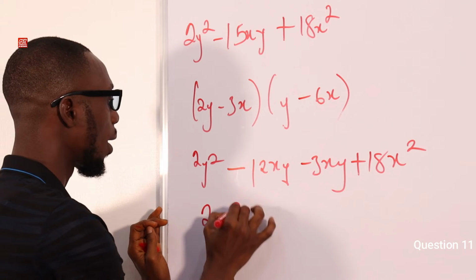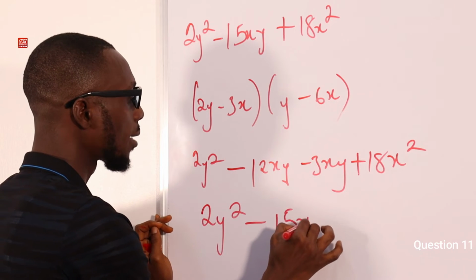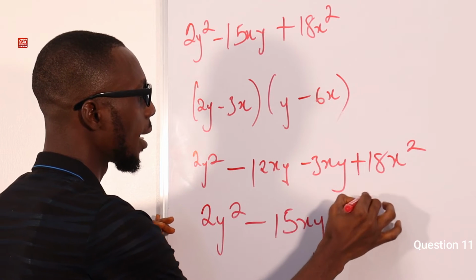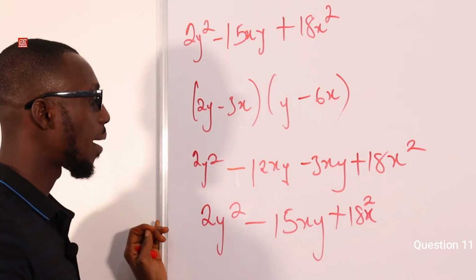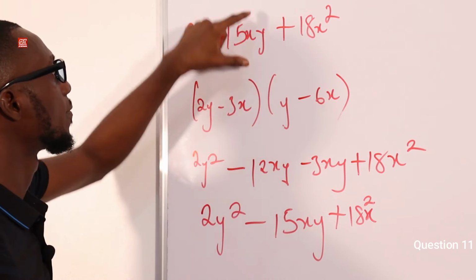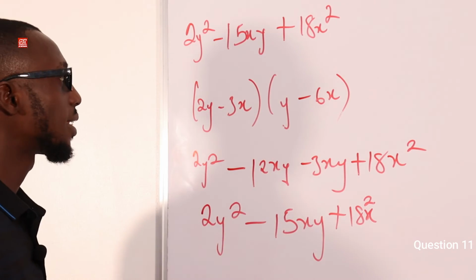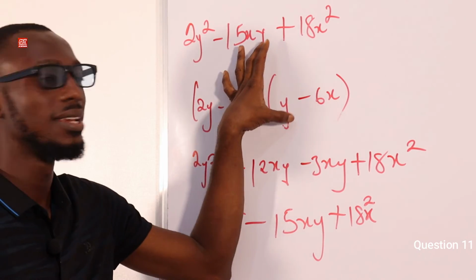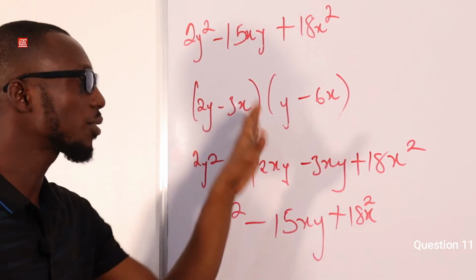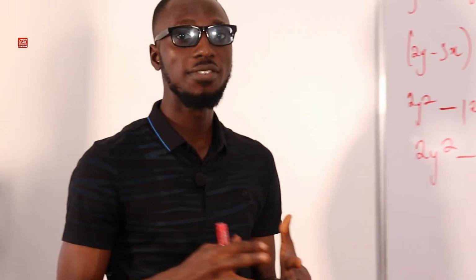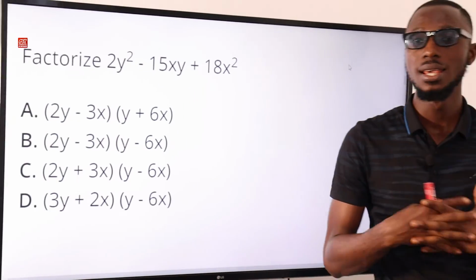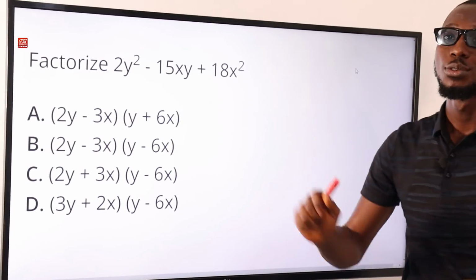So I have 2y squared minus 15xy plus 18x squared. So let's confirm if it's at least 2y squared minus 15xy. So we can see that this is the correct value. So let's go back to the screen to select where this value actually can be found. Look through the options provided and you see that these factors are found in option B. So option B is the correct option.